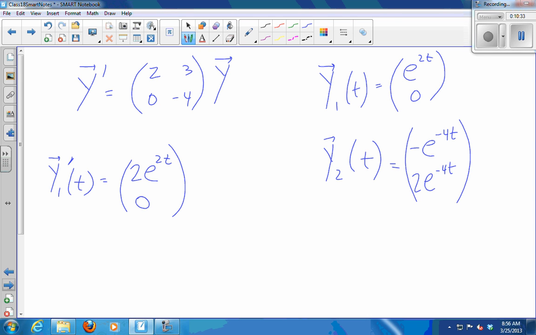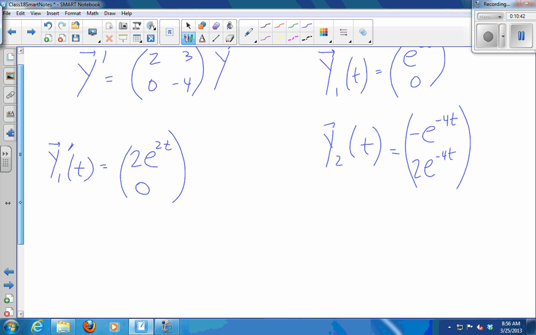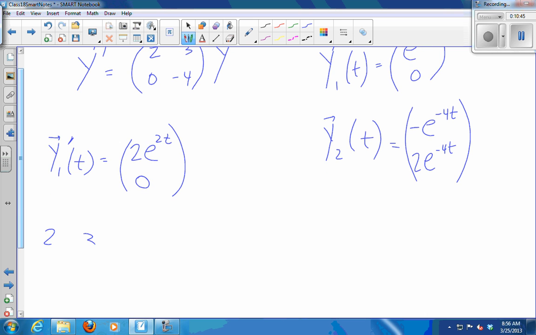And then the right side says that I need to multiply this matrix times my vector e to the 2t, 0, and I should get this. Okay, so now I'm going to do my matrix 2, 3, 0, negative 4, times my vector y1, which is e to the 2t, 0. Yes, that's exactly what we're doing. So I'm going to multiply this using matrix notation. Hopefully I get the same thing I get when I took the derivative on the left side of the equation.